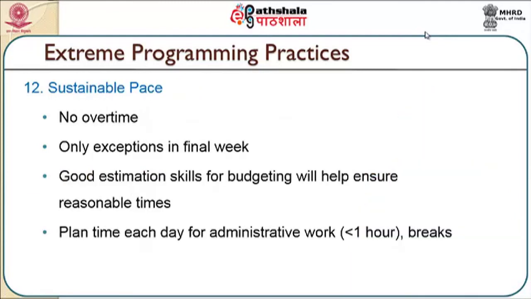Although we have done a good quantum of work, it should run at a sustainable pace. That means after subsequent times or at equal intervals of time, we may have to produce very good quality work. So, no overtime, only exceptions in the final week, good estimation skills for budgeting, which will help ensure reasonable time frames, and plan time each day for administrative work by taking appropriate breaks.